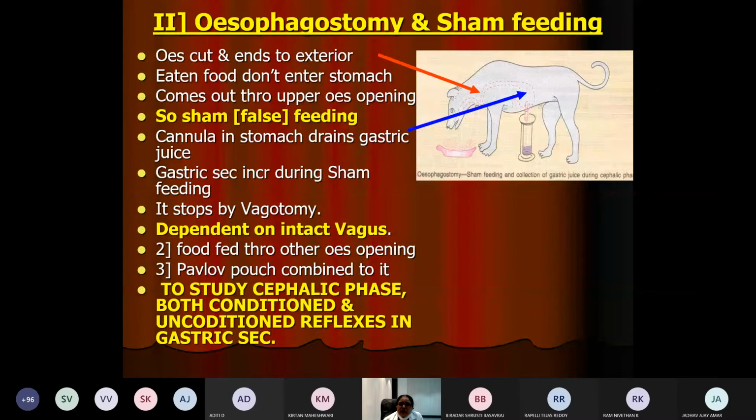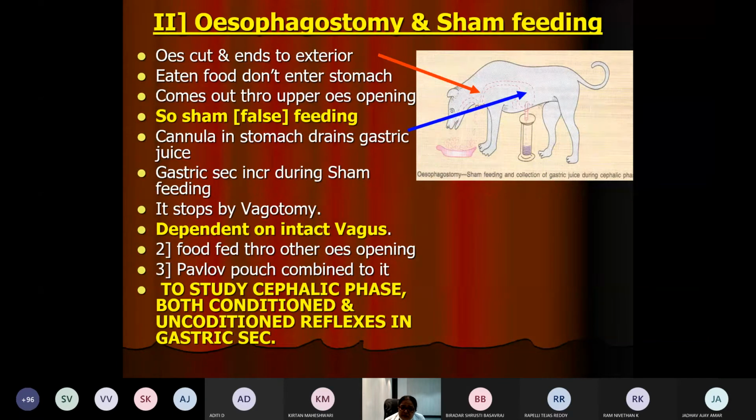Esophagostomy and sham feeding. The esophagus is cut and ends to the exterior. Here, eaten food doesn't enter the stomach. It comes out through the upper esophageal opening. So, sham means false feeding. Sham feeding means false feeding. A cannula in the stomach drains gastric juice.